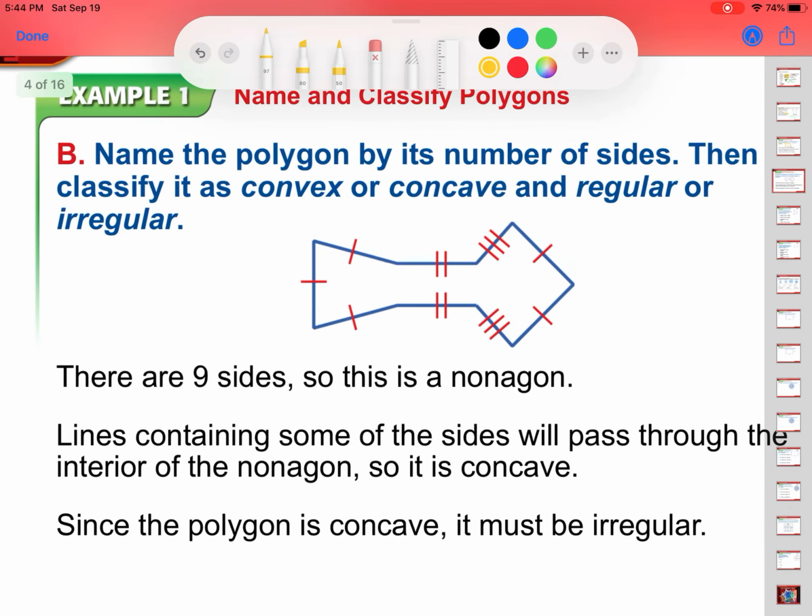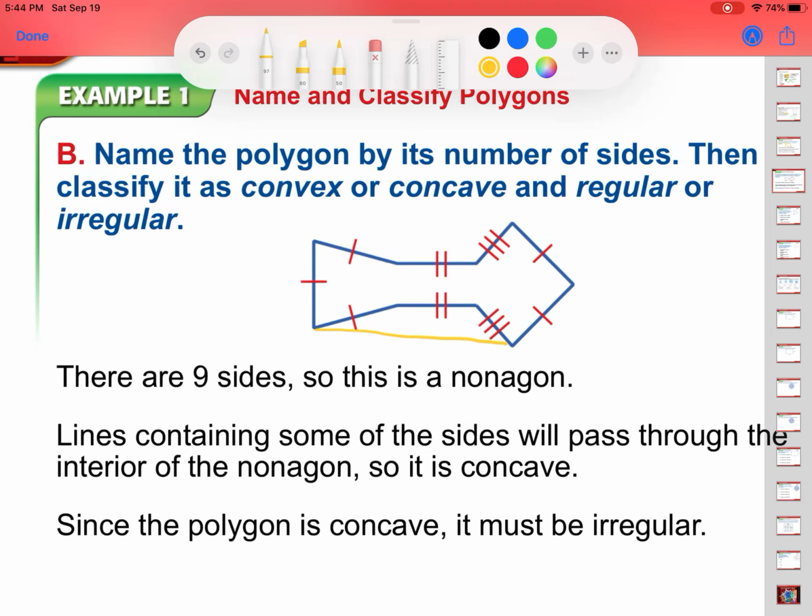Lovely. So now this shape is 9-sided, so it's a nonagon. And this one is actually concave because if we connect these 2 points here, you see how this yellow line falls outside of the original polygon? That makes it concave because it's closed in on itself.